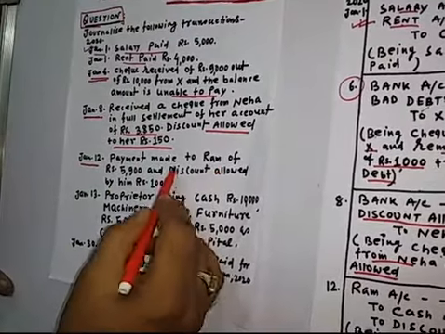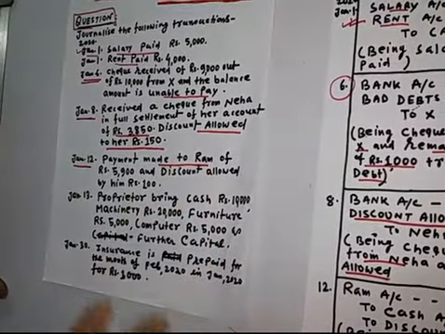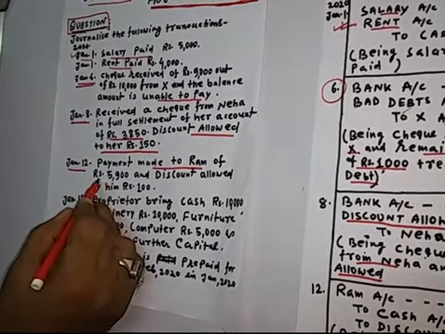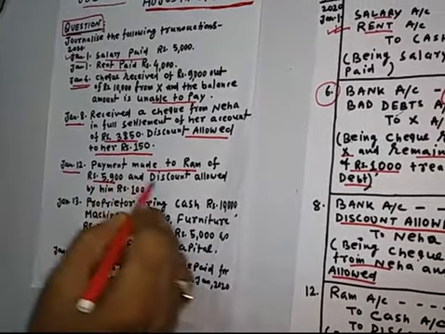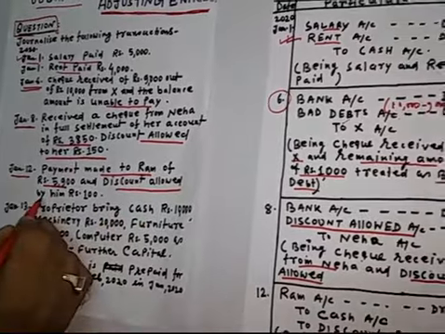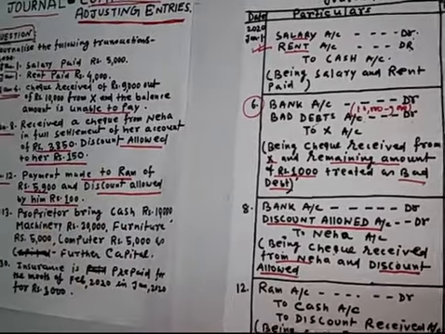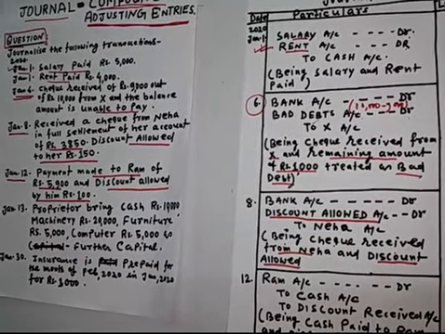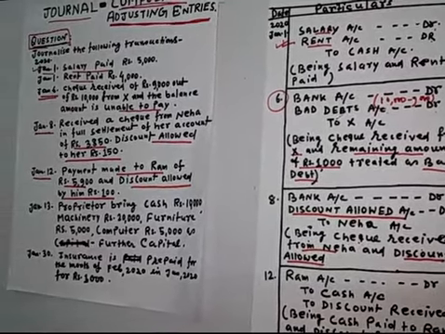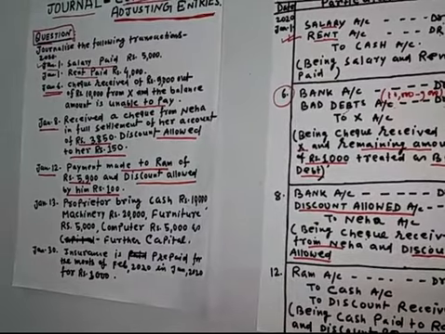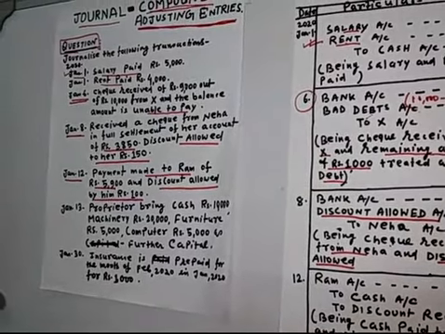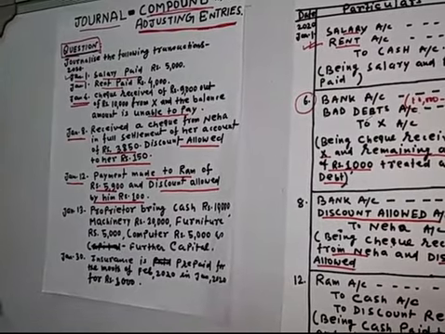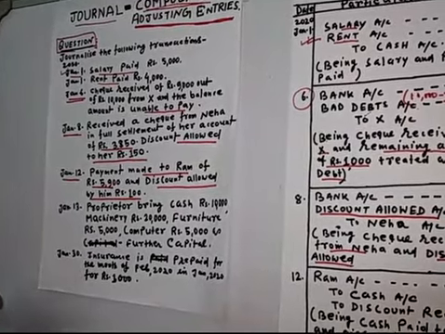Payment made to Ram. You are paying to Ram. The amount is 5,900 rupees, and the discount allowed by him is 100 rupees. The same thing: you are paying 5,900 rupees to Ram and you are getting 100 rupees. This is also the full and final settlement. So the total amount of the transaction is 6,000.